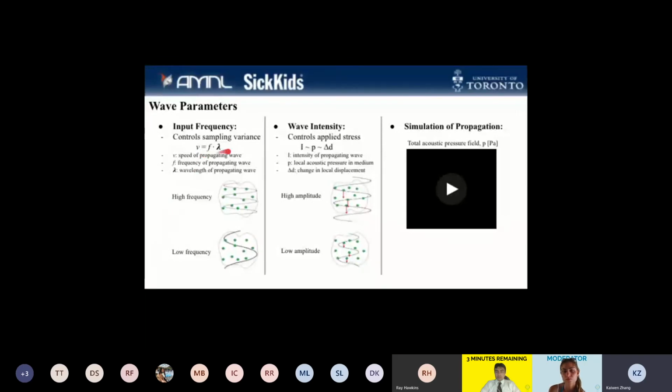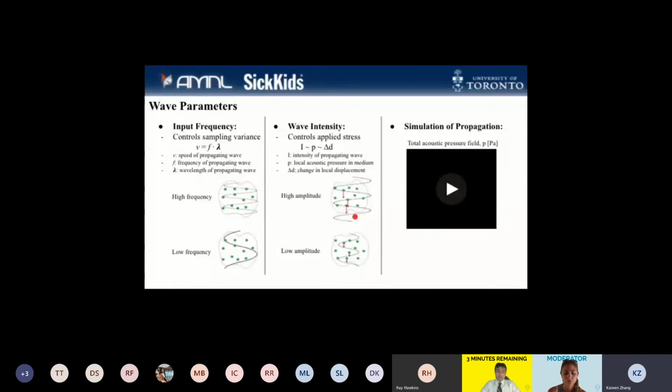So then the relationship here suggests that the higher the input frequency, the shorter the wavelength, meaning that the cycles are closer together and the waves propagate through more nuclei, minimizing the variance. However, higher frequency increases the loss in wave intensity, which determines how powerful the waves are. More intense waves have higher amplitude and can exert larger pressure, so the change in displacement is larger.